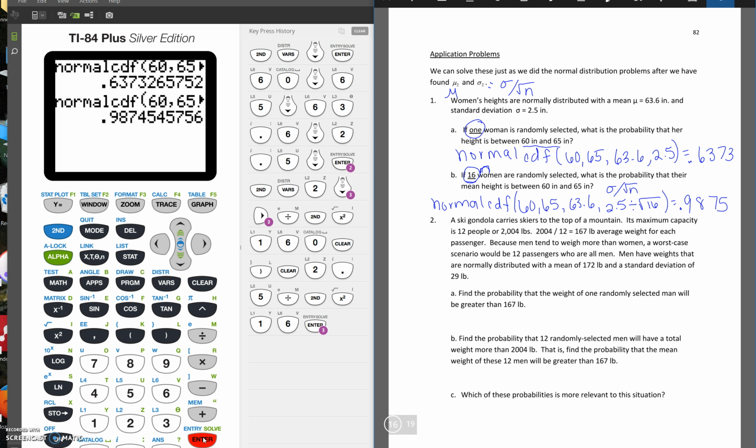So part A says find the probability that the weight of one randomly selected man will be greater than 167 pounds. Since we're just doing one randomly selected man here, we don't have to change our standard deviation. We're going to do normal CDF. Since it says greater than 167, we're doing 167, technically up to infinity, but we'll use 1,000 for our calculator. The mean was 172, and the standard deviation was 29.